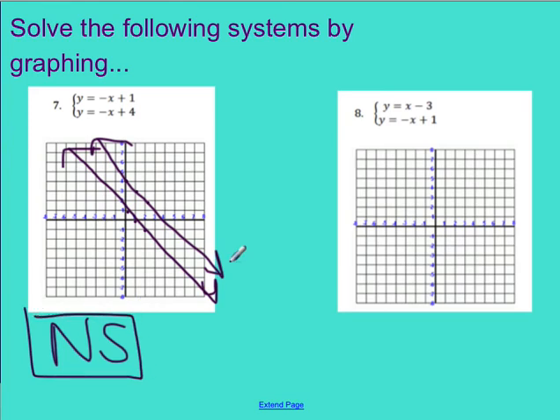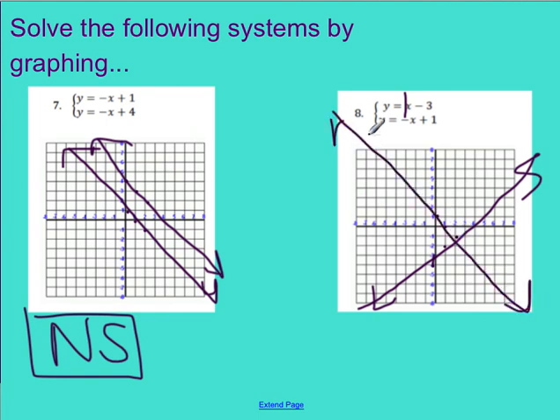So let's take a look at number 8. We're crossing the y-axis at -3, which is right here. Since there's no number in front of my x, that means the slope is 1 or 1 over 1. So then I'm going up from -3, I'm going up 1 over 1, up 1 over 1. So this is my line right here. Then, taking a look at the next one, I'm crossing the y-axis at 1, and my slope is going to be a -1. So I'm going down 1, right 1, down 1, right 1.